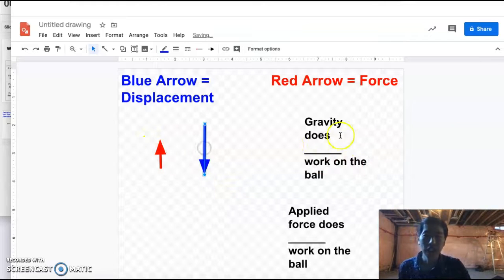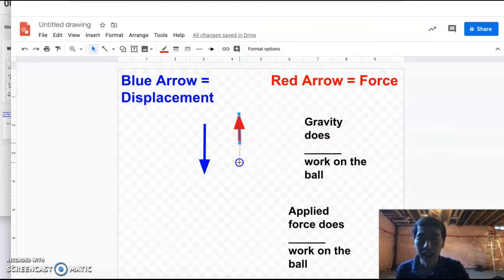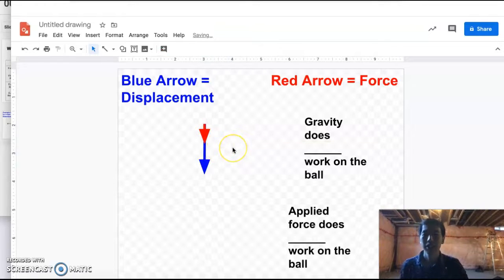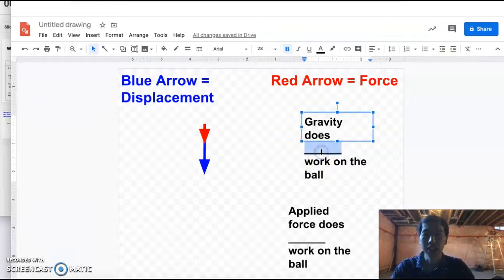I'll work with gravity first. So which way is gravity point? The red arrow represents the force. Gravity points down. Draw these tail to tail. So both arrows point down. What's the angle between them? It's 0 degrees. They're in the exact same direction. So this time gravity does positive work on the ball.